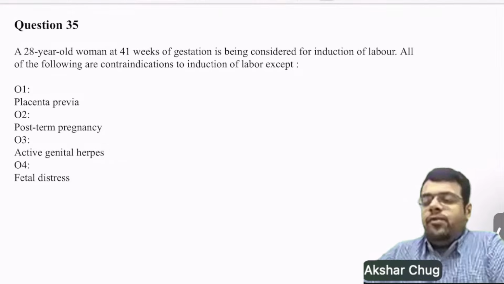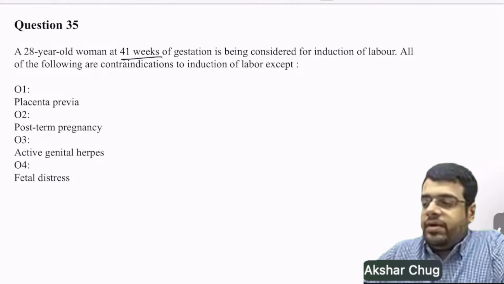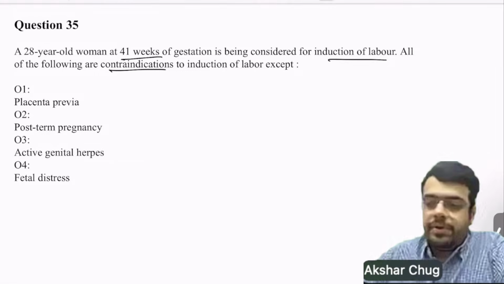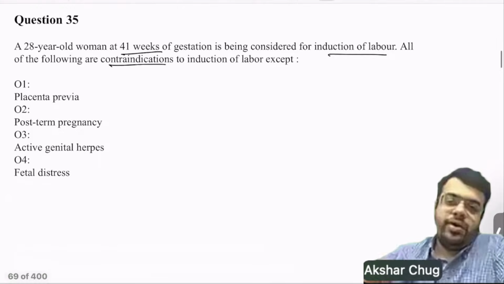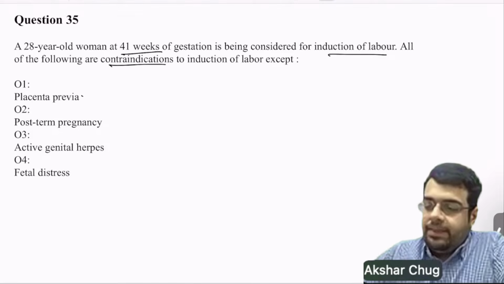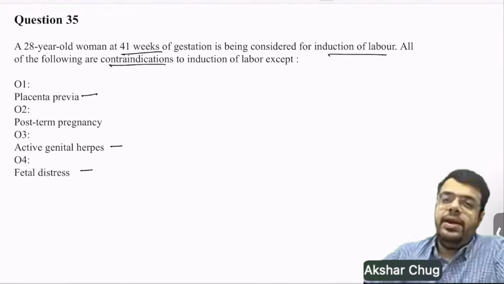A 28-year-old woman at 41 weeks of gestation is being considered for induction of labor. All of the following are contraindications to induction of labor except. So we are here asked the contraindications for induction of labor. So placenta previa, active genital herpes, and fetal distress are contraindications for labor.